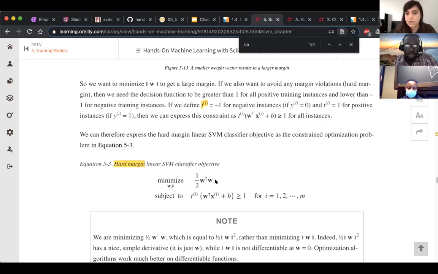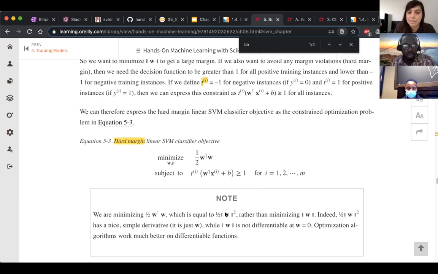First of all, as we discussed, we want to decrease our weight. He's using one half W transpose W instead of just W, because in the optimization problem, when he's going to solve this, he's going to take the first derivative of this one. So W times W is going to be W squared, and when you take the derivative, the square comes down and it's going to be W itself. So it's a nice derivative. That's why he's doing that. Or you can just think about it: you're minimizing weight, basically. That's it.